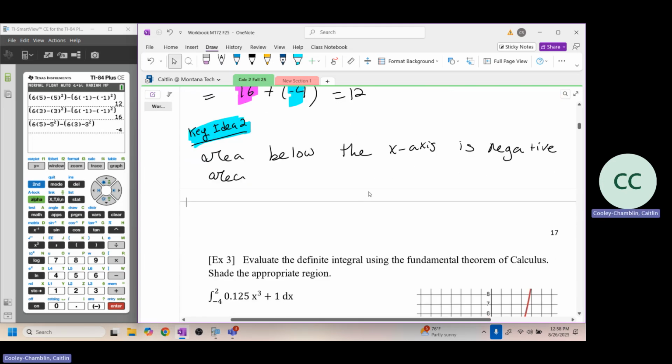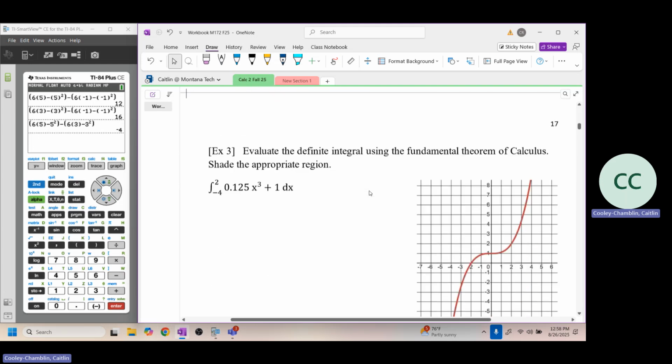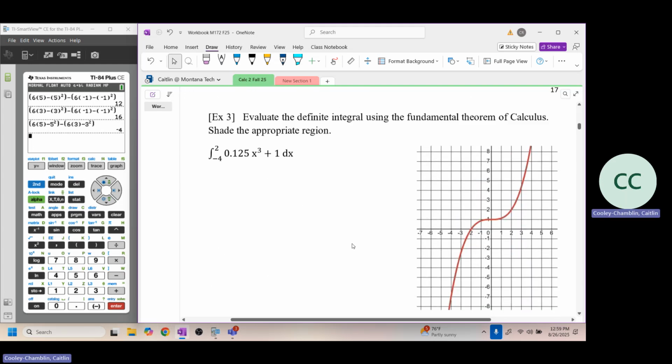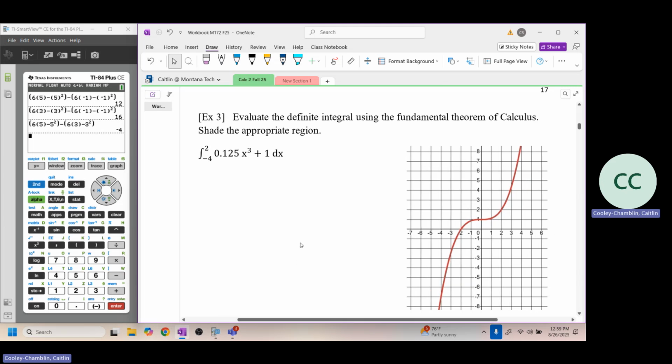So that's another part of the fundamental theorem of calculus, is area below the x-axis is negative area. Okay, so I'm going to pause the video, or you're going to pause the video, and you're going to work on example 3. So evaluate the definite integral using fundamental theorem of calculus, shade in the appropriate region. So go ahead and do this, pause the video.